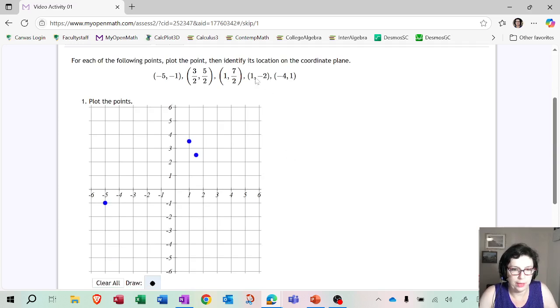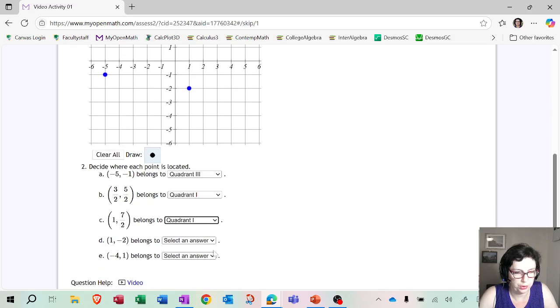And finally, actually, no, that's not finally, one more. Okay, so 1, -2. So let's just click on the point, start at the origin. We're going to go 1 to the right and then 2 down. So we're going to wind up over here. That's quadrant number 4.